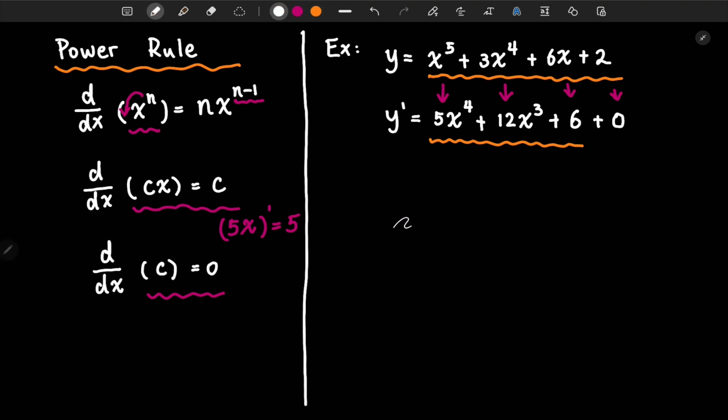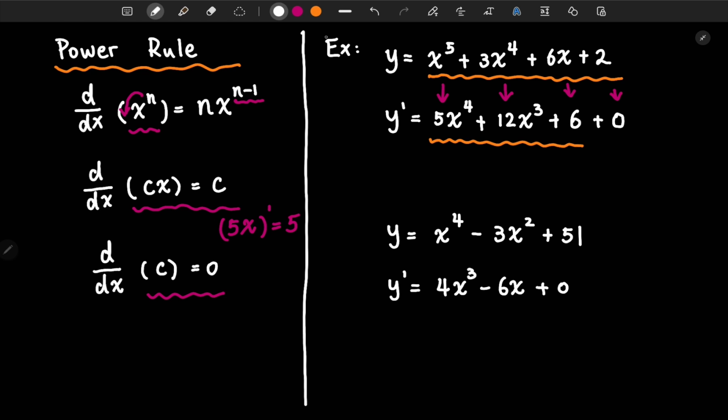Let me give you another example. y is equal to x to the fourth power minus 3x to the second power plus 51. Can you try that on your own? And I will quickly write the answer here. So y prime will be equal to 4x to the third power minus 6x, and plus 51 will give us 0.